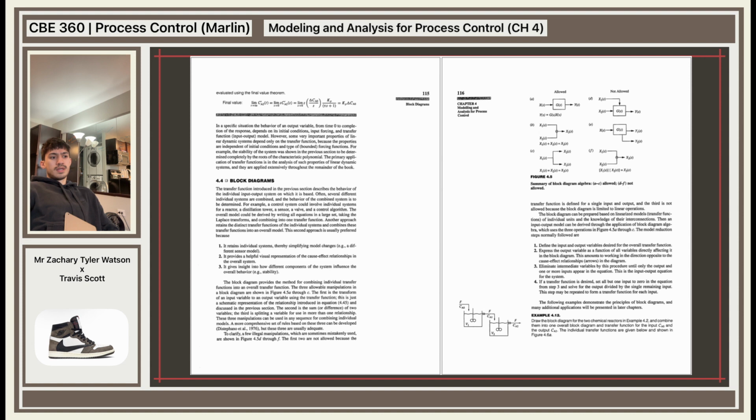We have a process, and we have GS, GP, GC, GD. These are introduced in chapter 8 in figure 8.1. So this approach retains individual systems, thereby simplifying model changes, like a different sensor model. It provides a helpful visualization of the cause-effect relationships in the overall system, and it gives insight into how different components of the system influence the overall behavior, aka the stability.